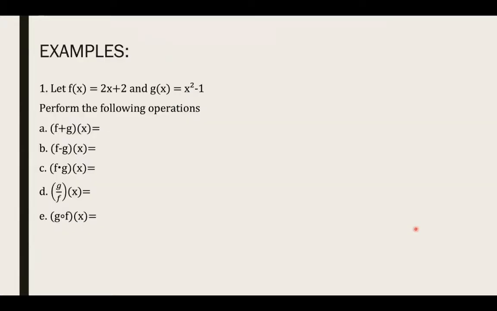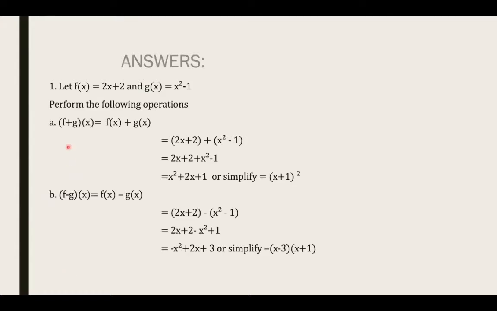So let's have illustrative examples. Suppose we have f of x equals 2x plus 2 and your g of x is equal to x squared minus 1. And we have to perform the following operations. We'll do it one by one. We have f plus g of x, which is simply adding the two functions. So we have 2x plus 2 plus x squared minus 1, and then we combine like terms, giving us x squared plus 2x plus 1. Or if you were asked to simplify, you could have x plus 1 quantity squared.